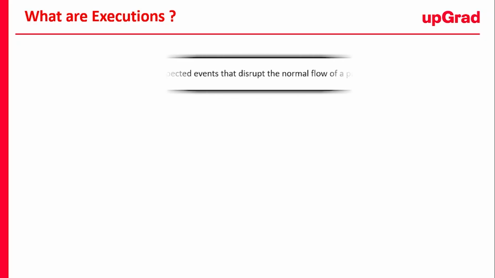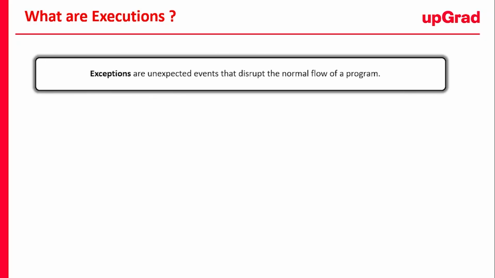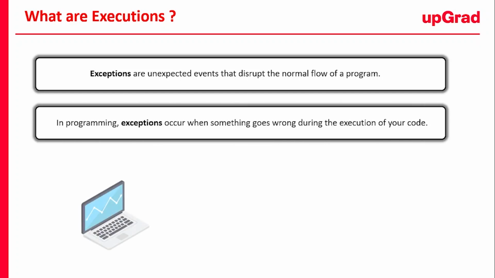So, what are exceptions? Exceptions are unexpected events that disrupt the normal flow of a program. Imagine you're driving a car and suddenly you hit a pothole. That's an exception. In programming, an exception occurs when something goes wrong during the execution of your code, like dividing by zero or trying to access a file that doesn't exist.